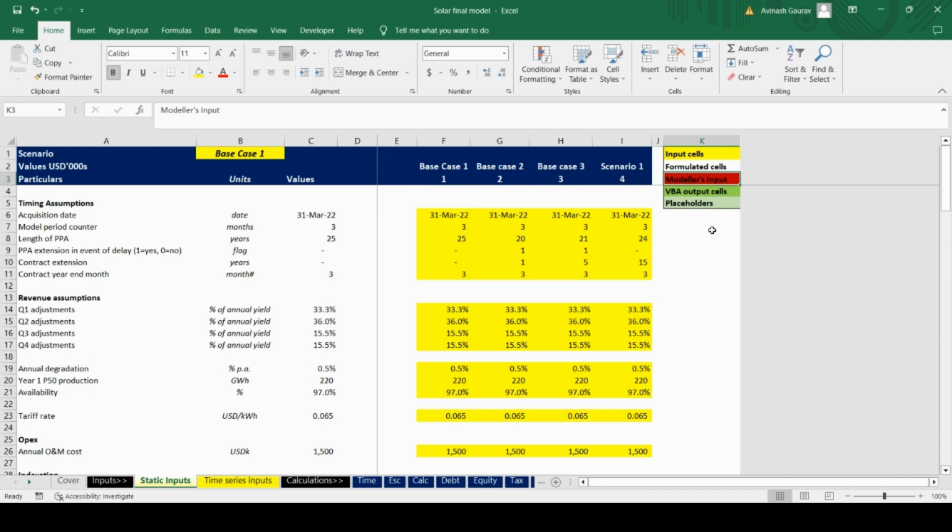So for example, if you are deriving any number or any result through the VBA, then your model should have a different color associated with it.